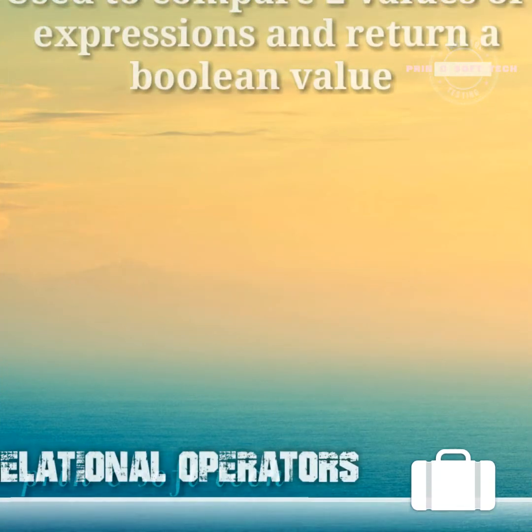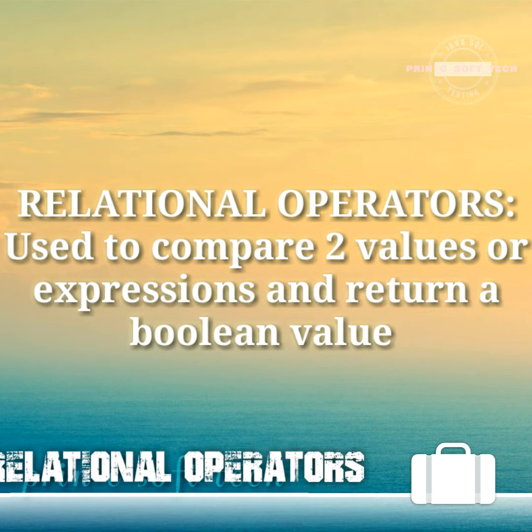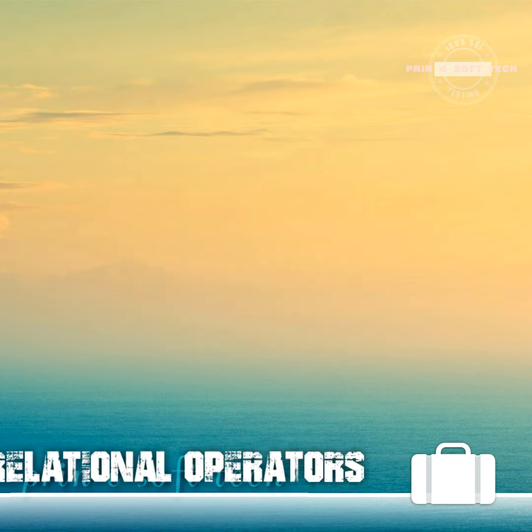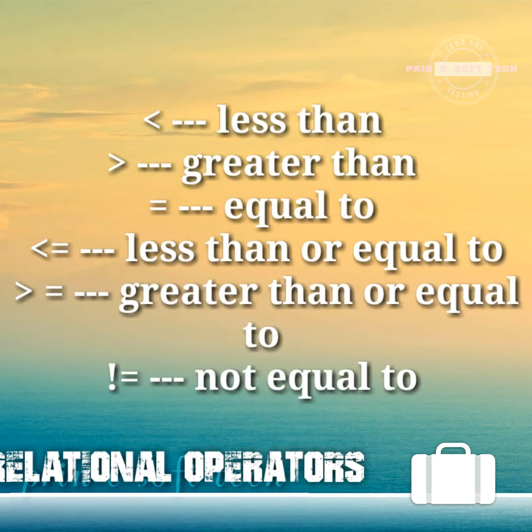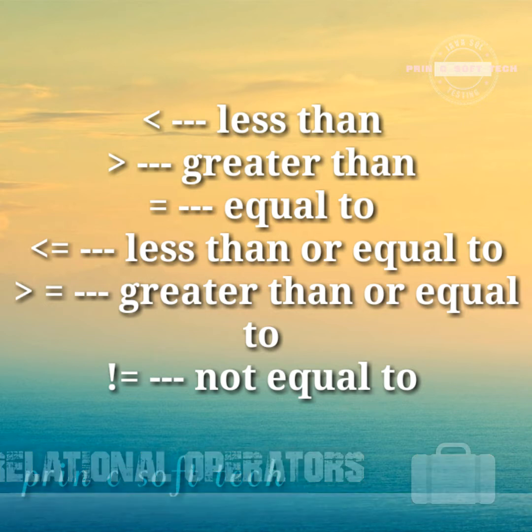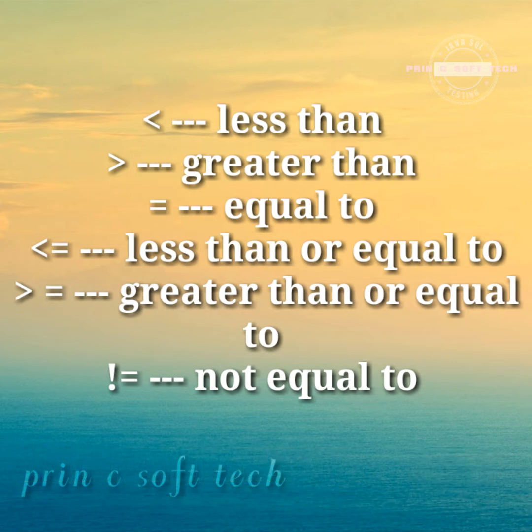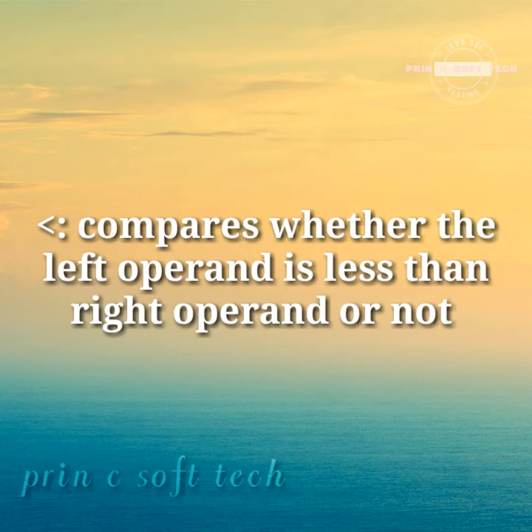Next one, relational operators. Relational operators are used to compare two values or two expressions and return a Boolean result. The relational operators are less than, greater than, equal to, less than or equal to, greater than or equal to, and not equal to. First, less than. Less than checks whether the left operand is less than the right operand. If it is true, then it returns true. Otherwise, it returns false. Likewise, the others perform their operations.